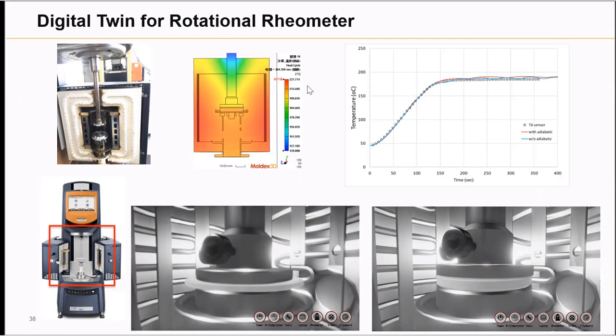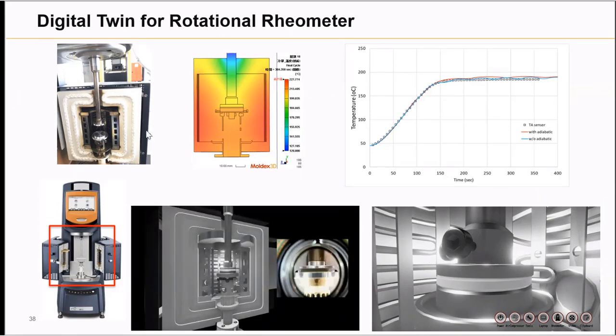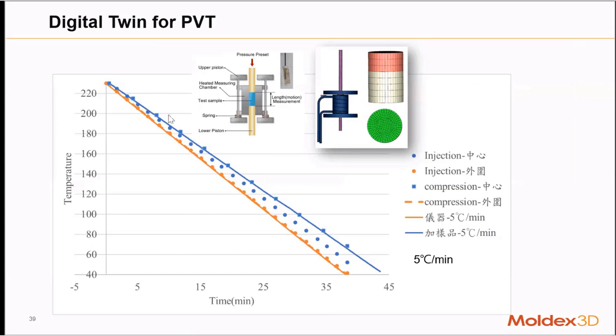Okay, and we are also working on other viscometers such as the rotational viscometer. Right now we have already checked the temperature. The next step is to check the flow. And also for PVT, we check the output of the temperature compared with the simulations. So this can also go back to correct the PVT measurement.